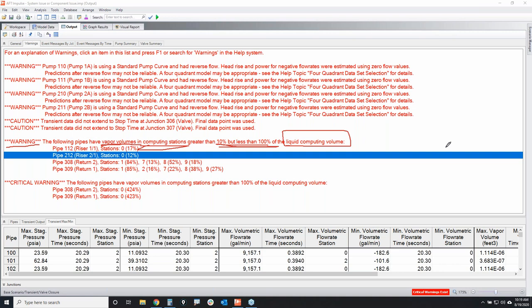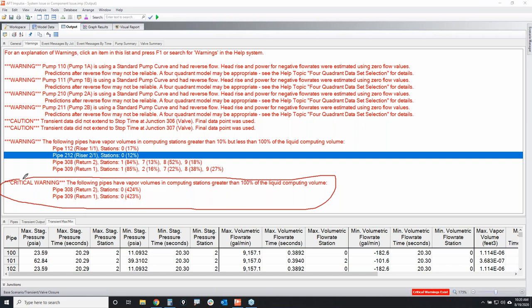The more vapor volume that you have occupying the pipes, the less reliable the results might be, because you're getting much more into a two-phase flow phenomenon, which the mathematical equations in AFT Impulse are not designed to model. So the top message is just giving you a warning telling you that these pipes are above that threshold. They are above 10%, but they are not as large as the actual section volume itself. The below warnings are much more critical. That's why they're called critical warnings. And that's because the vapor volumes are actually going to be larger than 100% of the liquid volume.